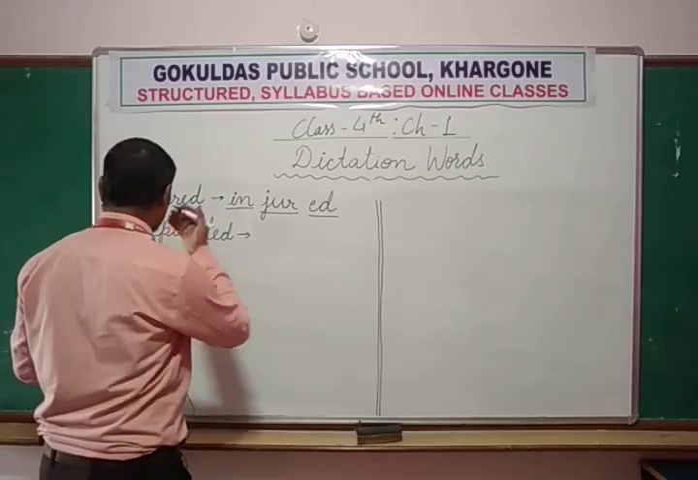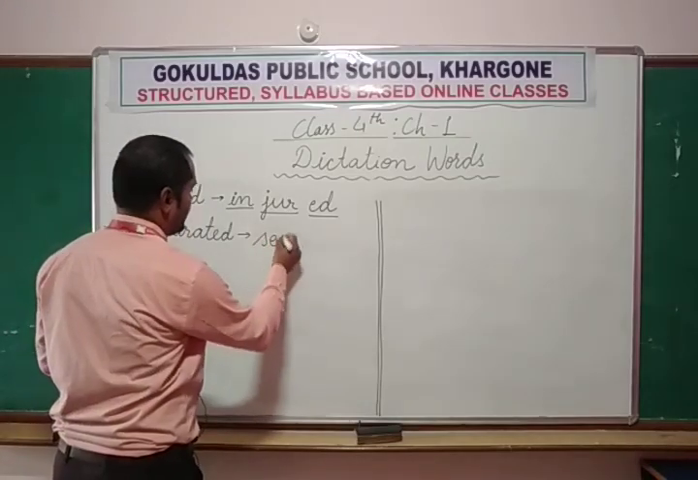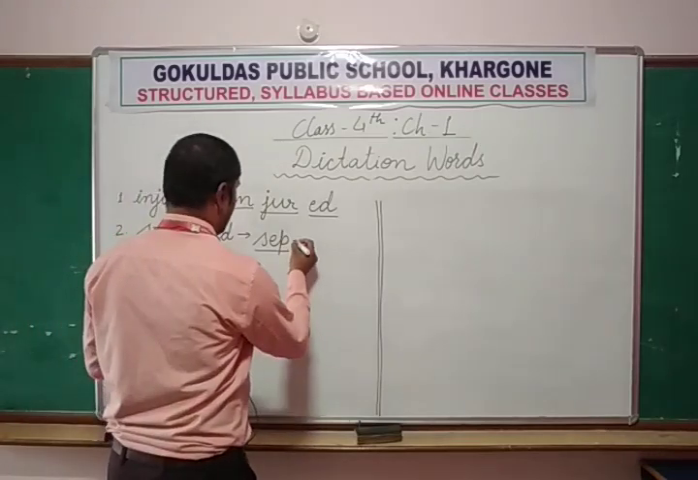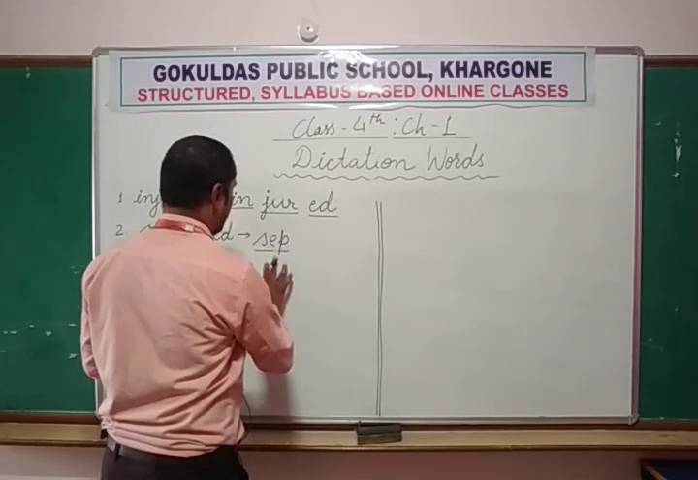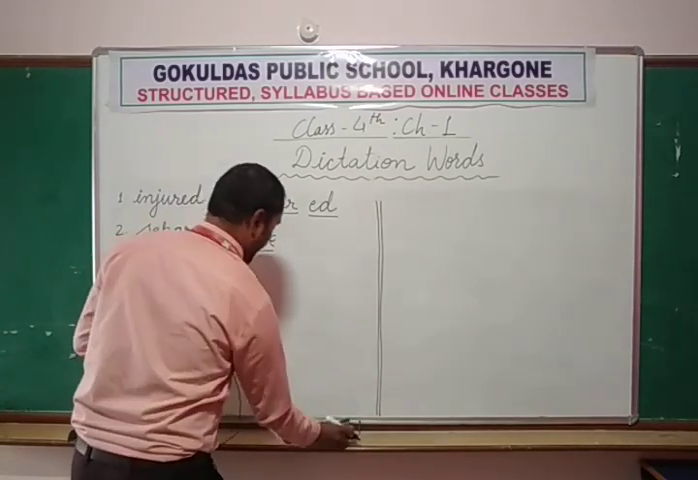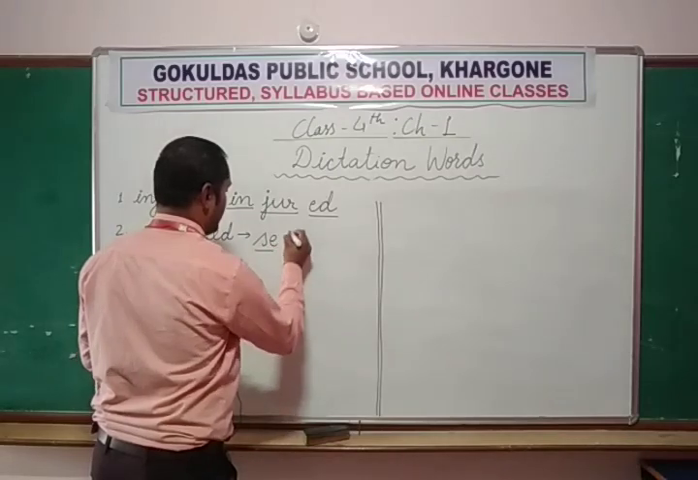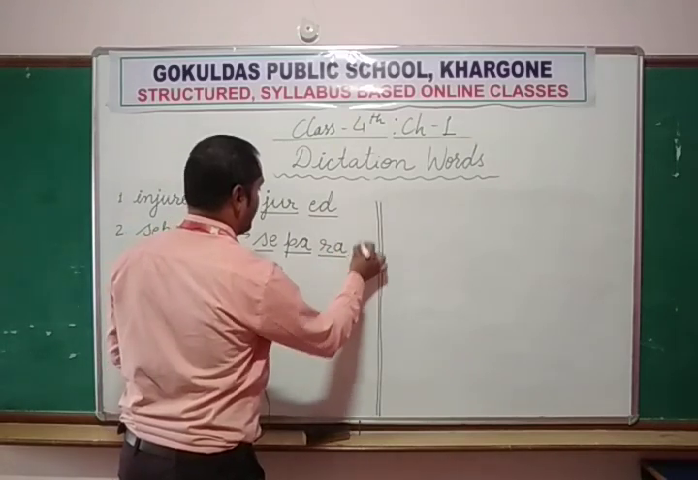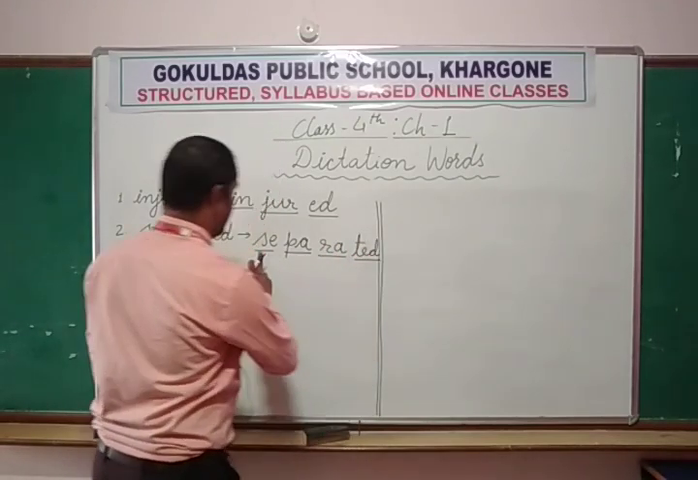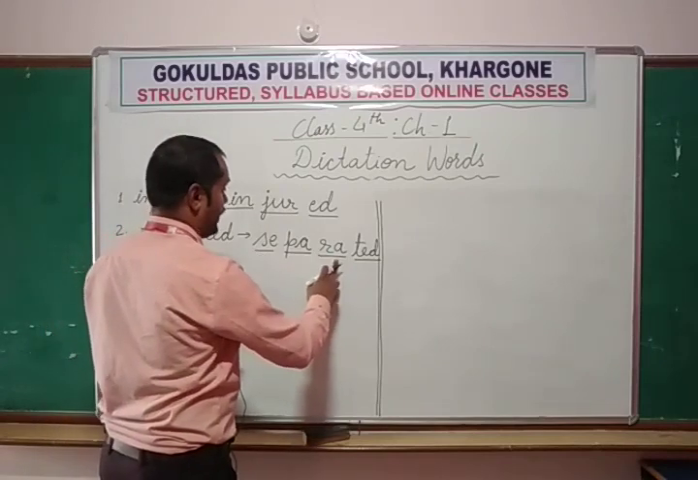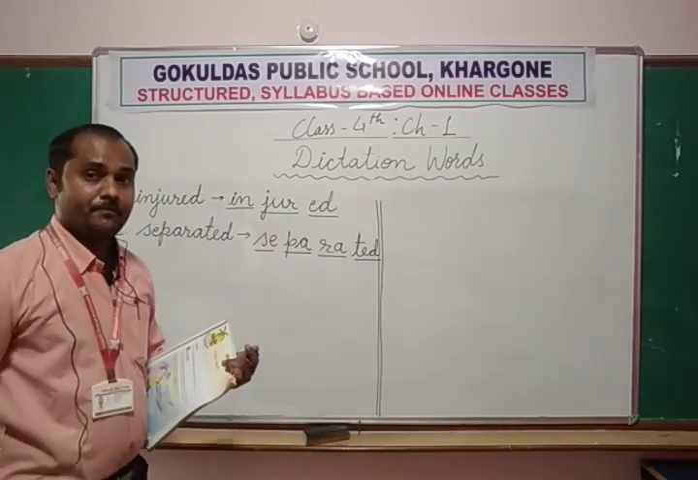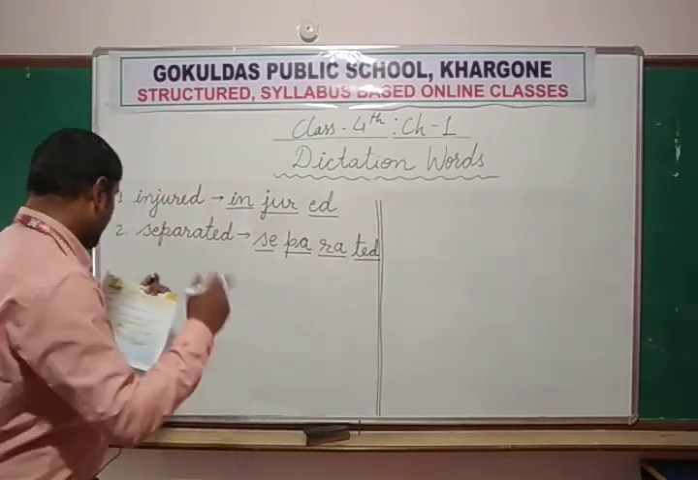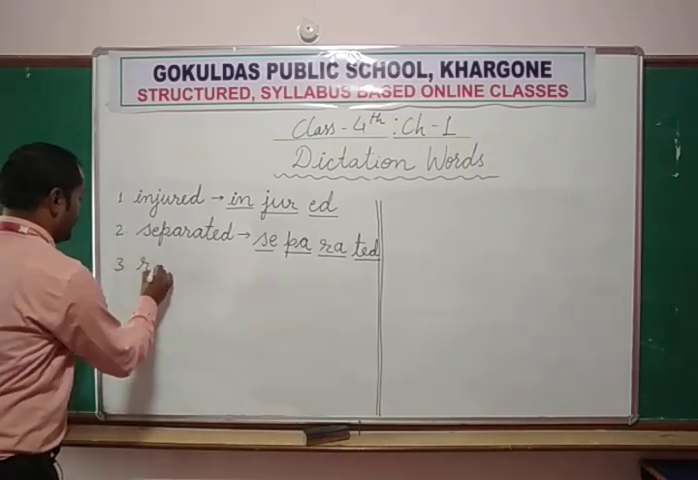So how to learn this spelling? S-E-P, sep. Or we can divide it further: S-E, say, P-A, R-A, ray, T-E-D, ted. Separated. Separated. Okay, separated, बिछड़ गया. Then the next word is reunite.